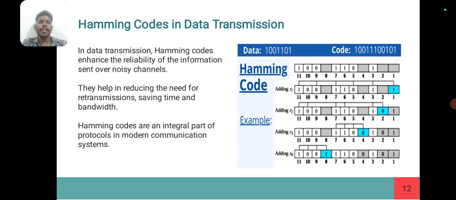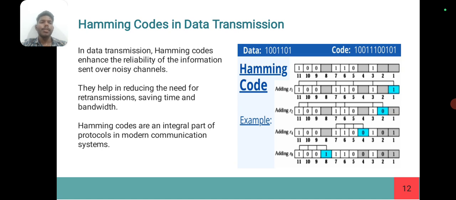Hamming codes in data transmissions. In data transmission, Hamming codes enhance the reliability of the information sent over noisy channels. They help in reducing the need for retransmissions, saving time and bandwidth. Hamming codes are an integral part of protocols in modern communication systems.